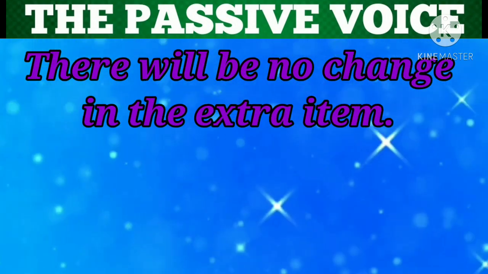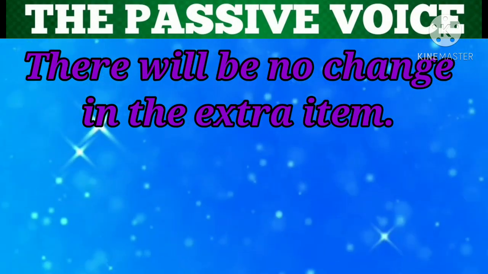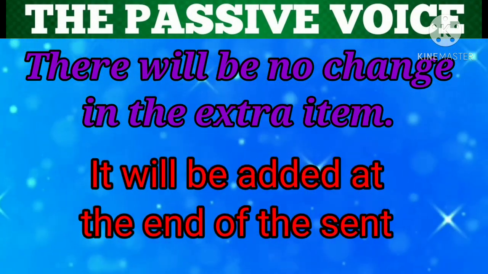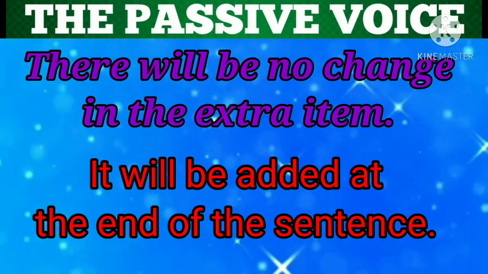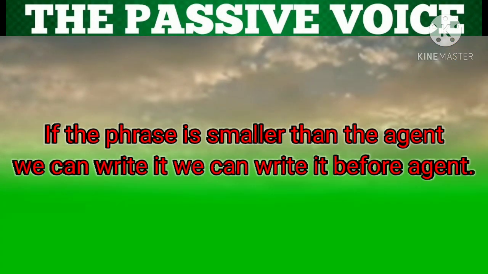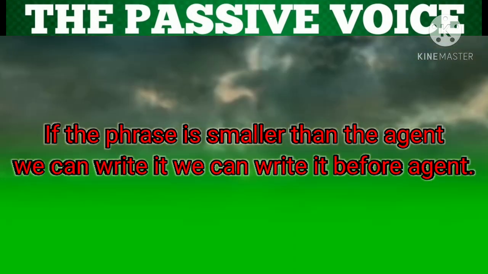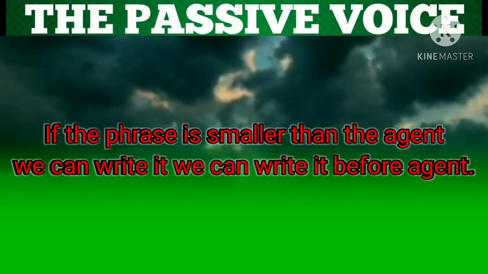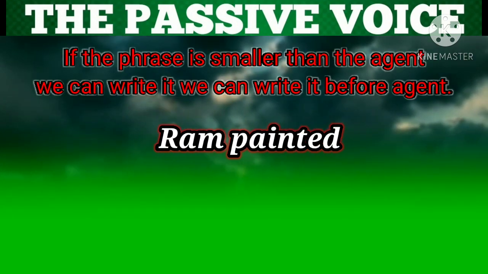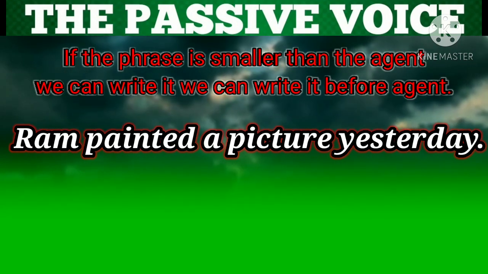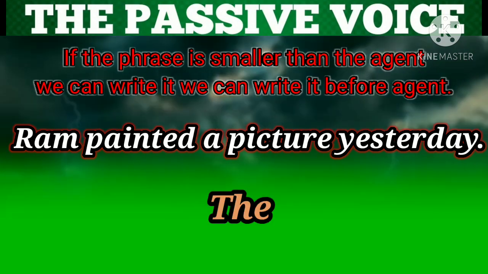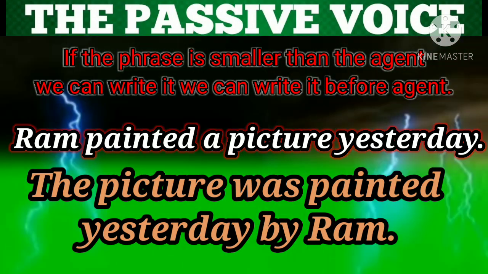Lastly, there will be no change of the extra items. It will be added at the end of the sentence. But if the phrase is smaller than the agent, we can write it before the agent. For example, Rama painted a picture yesterday. The passive form will be a picture was painted yesterday by Rama.